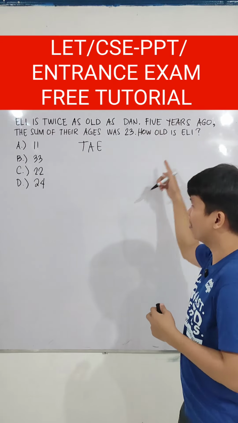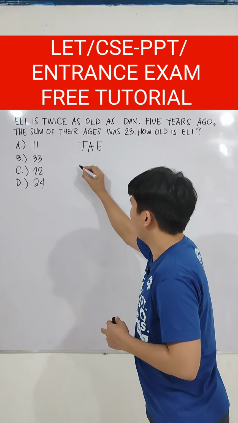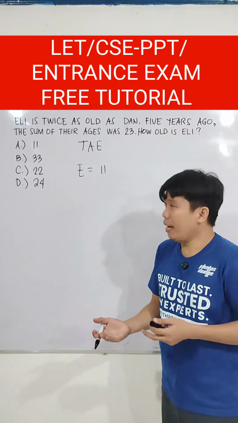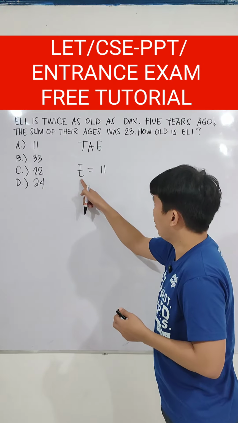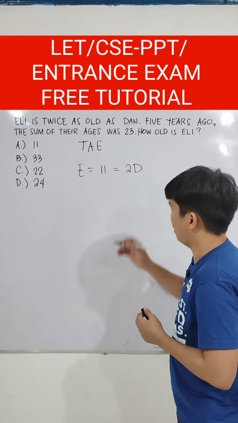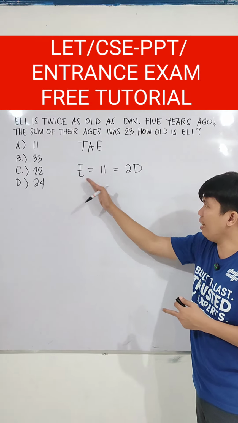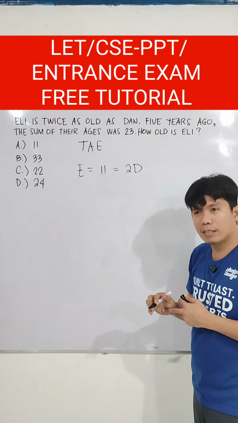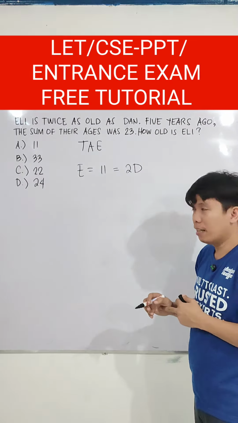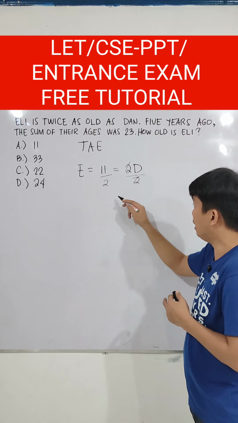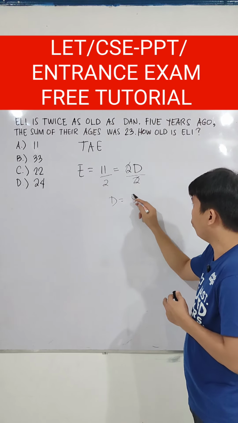How old is Ellie? You say 11. So Ellie is 11. What does the problem say? Ellie is twice as old as Dan. Now, if Ellie is 11, because we tried 11 based on the choices, then how old is Dan? Dan is divide by 2. So Dan is 11 divided by 2, 5.5.